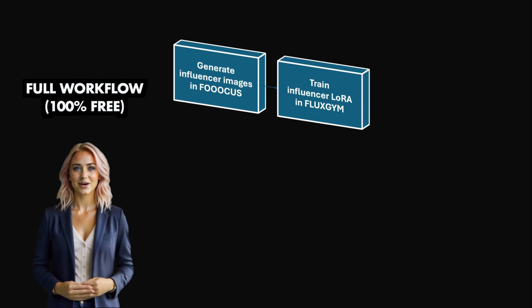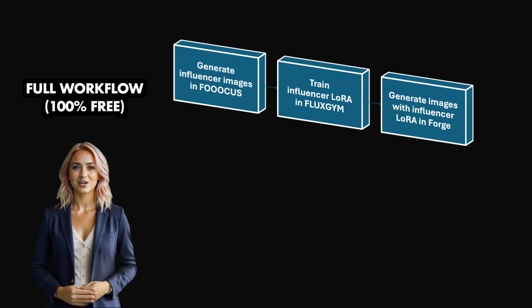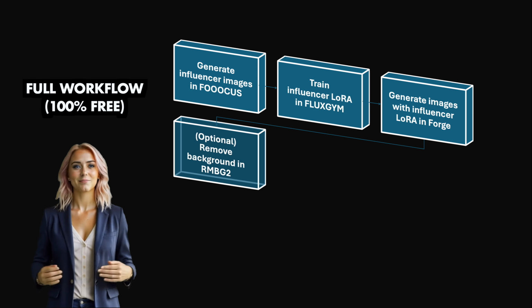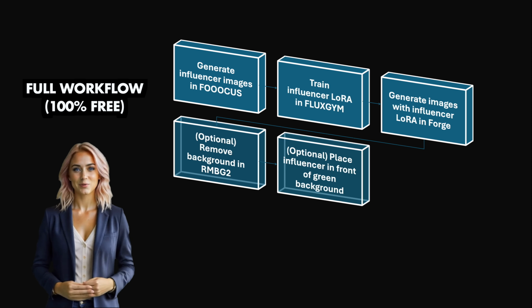First, you can start by using FOOOCUS to generate multiple images of a virtual influencer, which can then be used to train a LoRA in FLUXGYM. By using that Flux LoRA in Forge, you can then easily generate the images we need. And by removing the background of these images in another free AI tool, you can then place your influencer in front of a proper green screen.